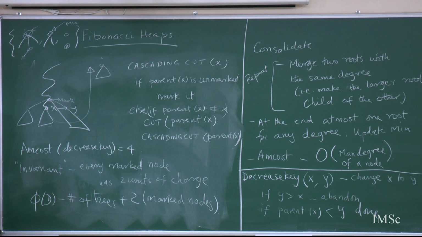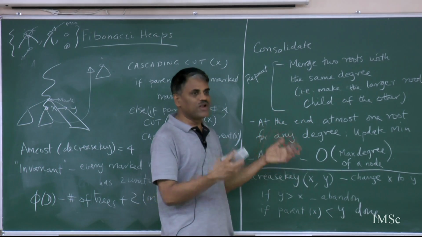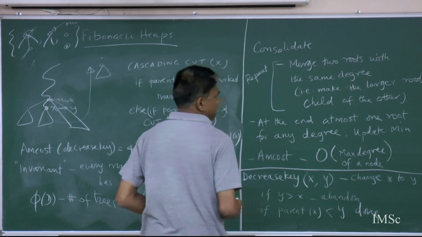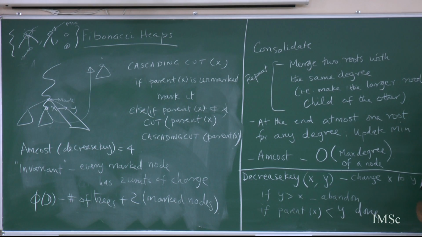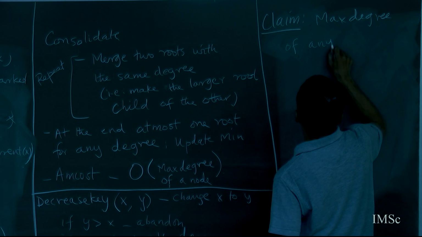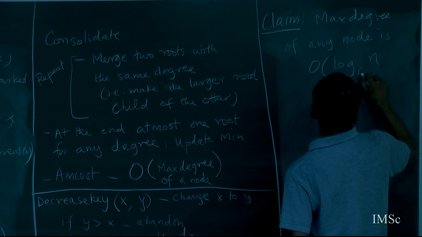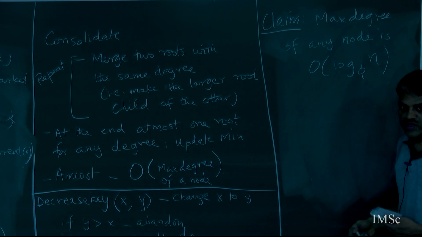Right? Because of that, the degree of any node on a tree on n nodes will be logarithmic, is what we all say. And this will bring in why we are calling it Fibonacci heap. So the claim: max degree of any node is O(log n), more precisely log n to the base phi, where phi is this golden ratio.